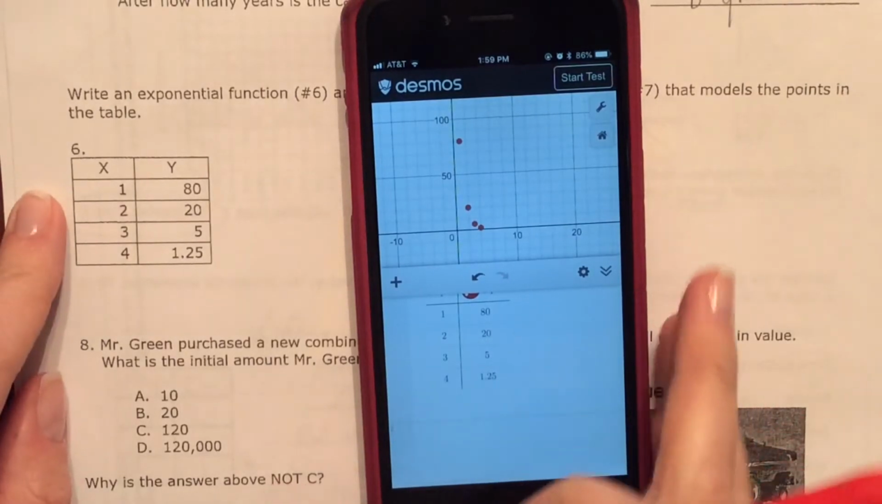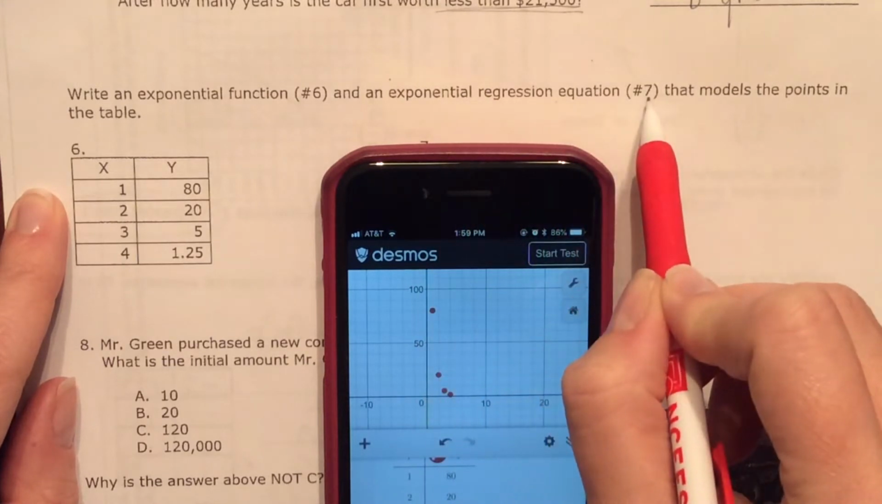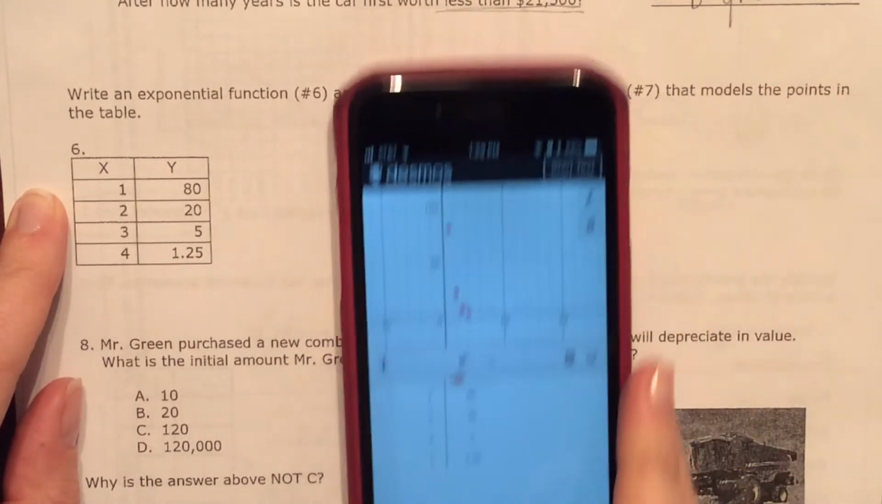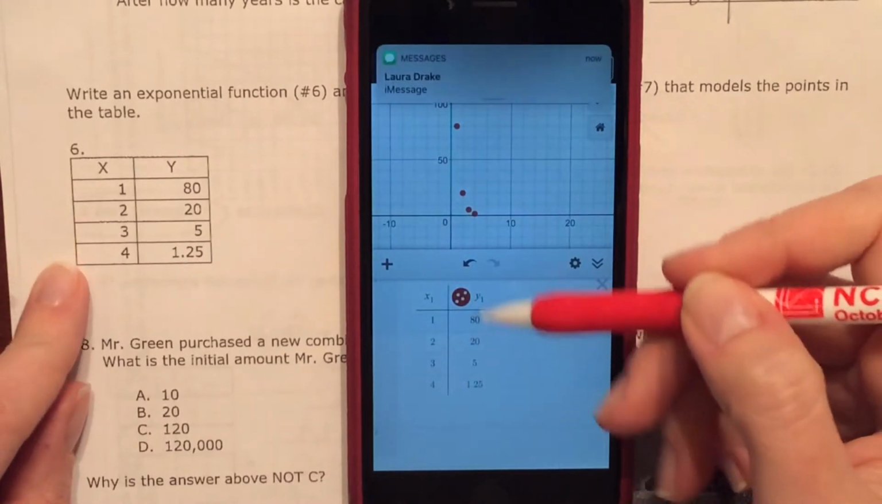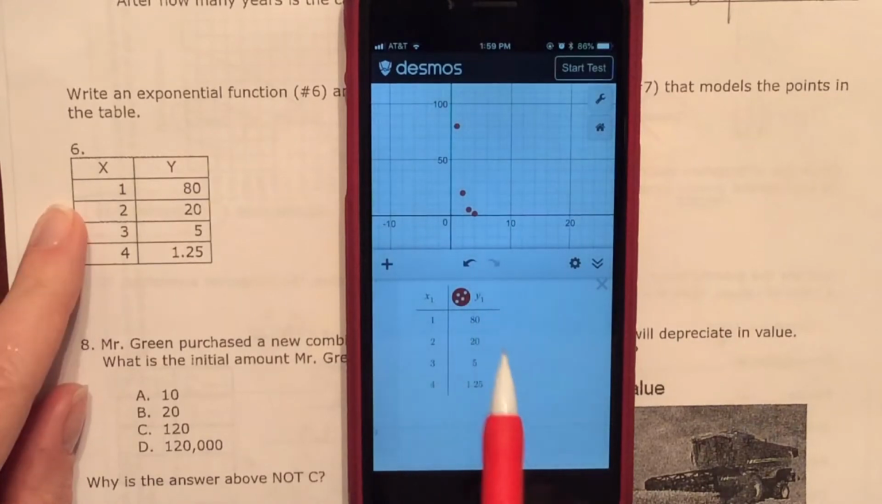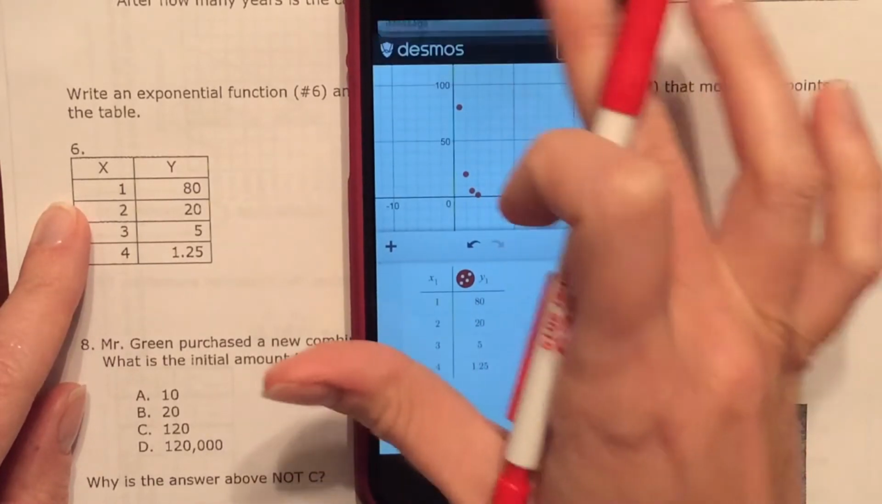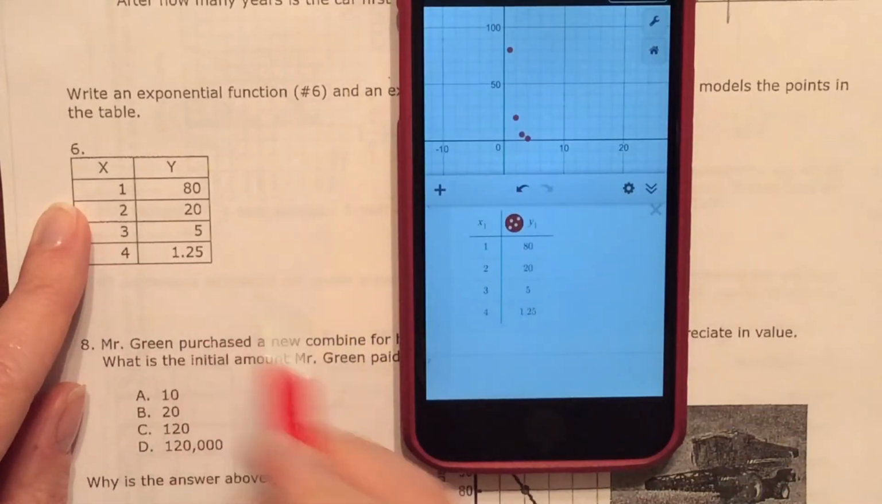Question number 6, we're going to write an exponential function for 6 and an exponential regression equation for 7 that models the points on the table. So what I've done is I've added a table, and then we are going to write our equation.